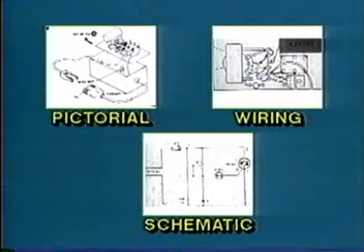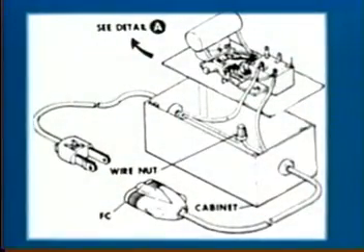In addition to schematics, there are 2 other types of diagrams: wiring diagrams and pictorial diagrams. A pictorial diagram is used to show the physical details of the components and the wiring connections as you would actually see them. The pictorial diagram is used primarily for the identification and location of components.